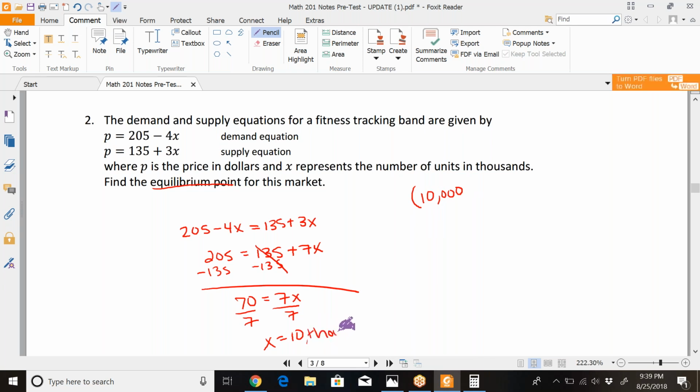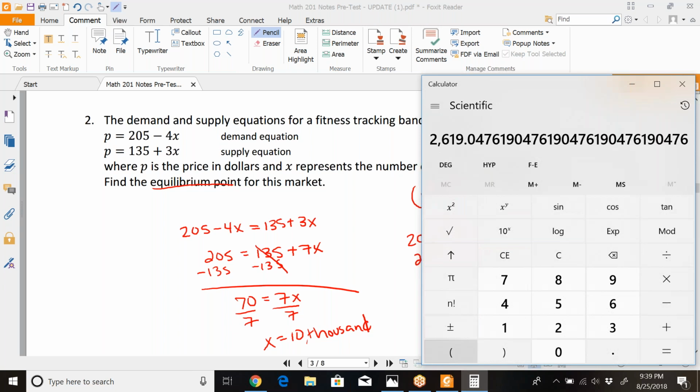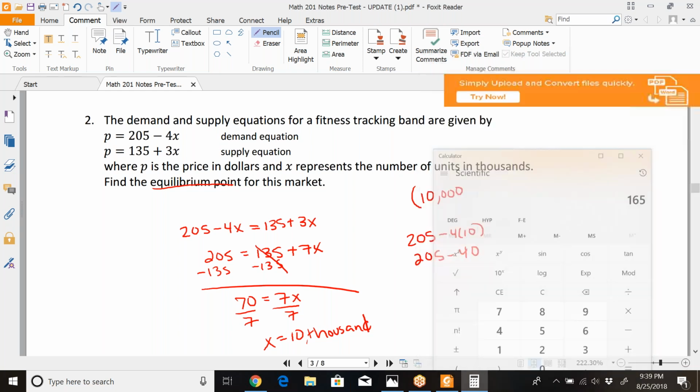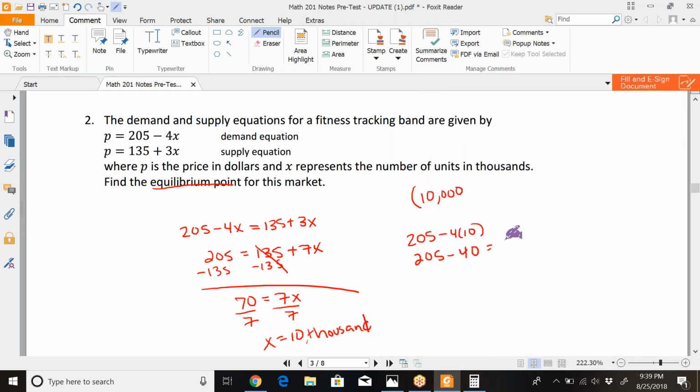So you could either do it that way or this way. And then we're going to plug that in to find the price for the equilibrium point. I would plug it in as you solved it. So it's still just the 10. So this is 205 minus 40. Otherwise it would be super large. So this is $165 per unit.